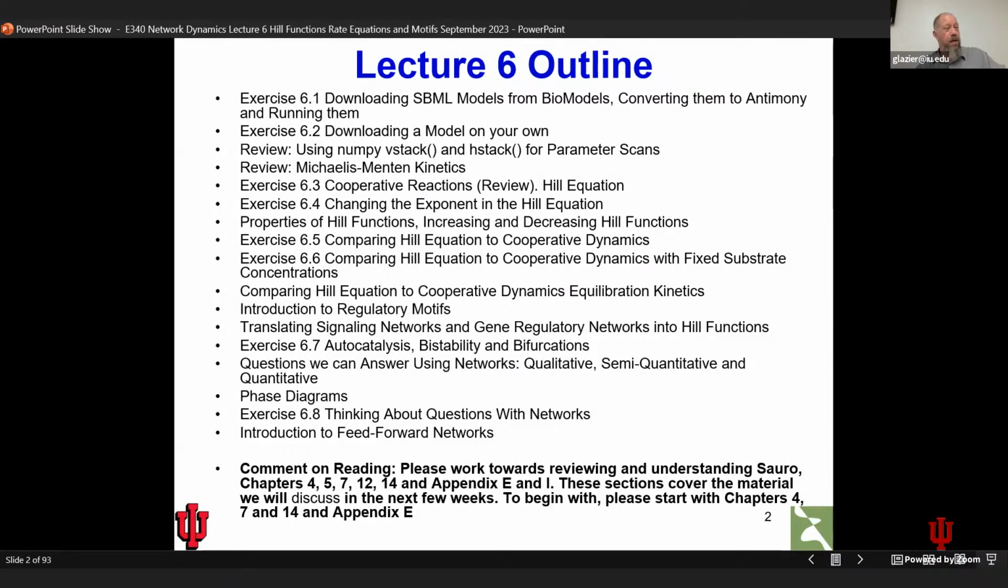Elmer pointed out that Herbert has renumbered the chapters and the appendices in the textbook. And so I need to go back and double check what the chapter numbers should be for the reading. So I appreciate being reminded of that.